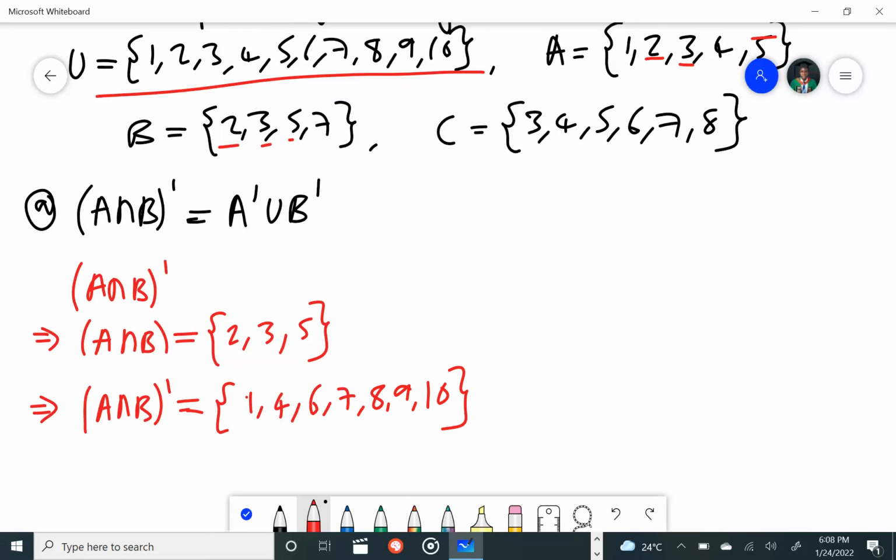So that's our answer. Now we're trying to verify, so we've found that answer using this one. Now let's use this and see if we'll get the same answer.